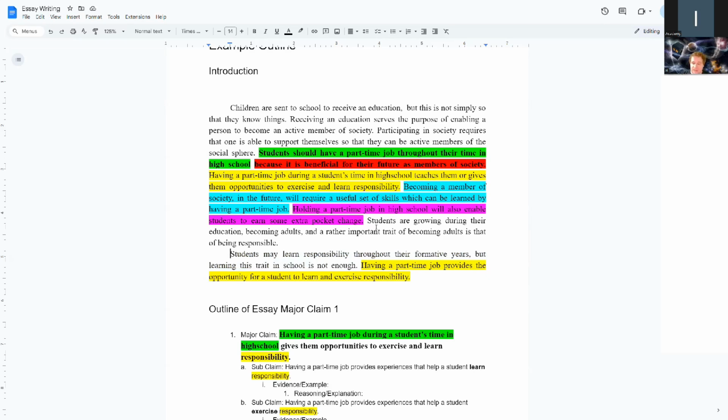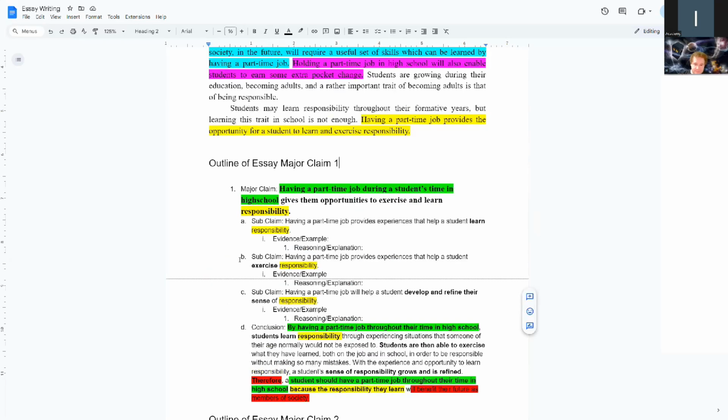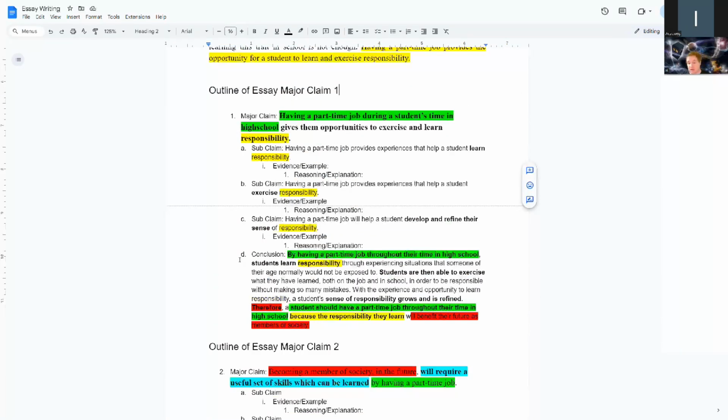So we see that the lead here is talking about responsibility, and then in the next paragraph we are not lost. We naturally see students may learn responsibility, so we've got that keyword, responsible. That is one easy and simple way of connecting your paragraphs without having to worry about connecting phrases or words. Now let's take a quick look at what an outline might possibly look like.